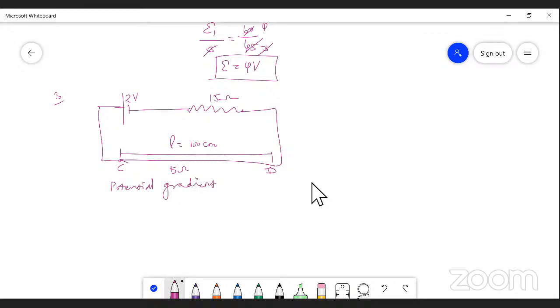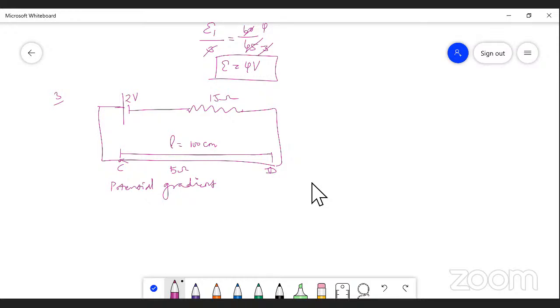Potential gradient. So here, when you are calculating potential gradient, you must calculate the potential drop across 1 centimeter. Potential gradient calculation must be done for 1 centimeter. What is the amount of voltage dropped across a length of 1 centimeter? So first we can calculate the current flowing through the circuit, and from which we can calculate the potential gradient here. So you are asked to calculate the potential gradient of the potentiometer wire.